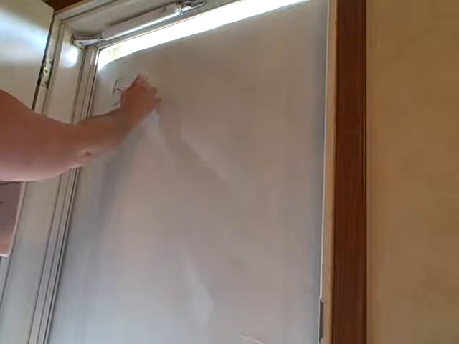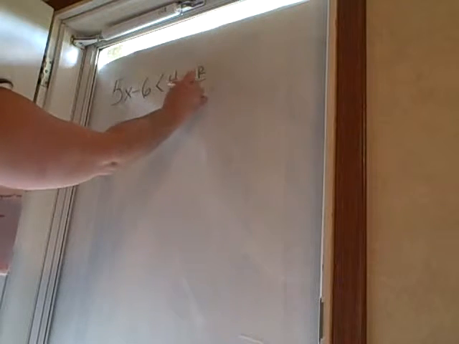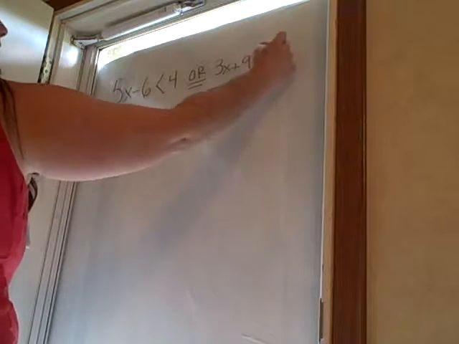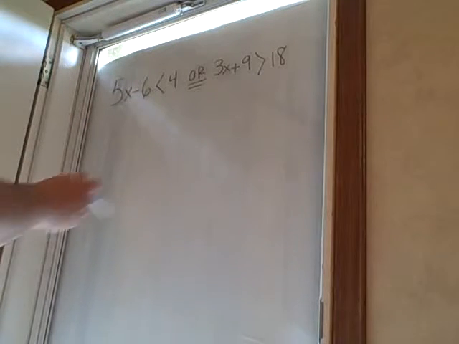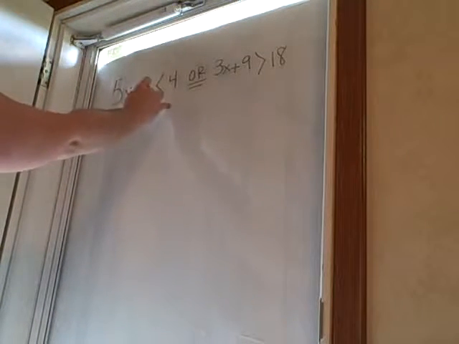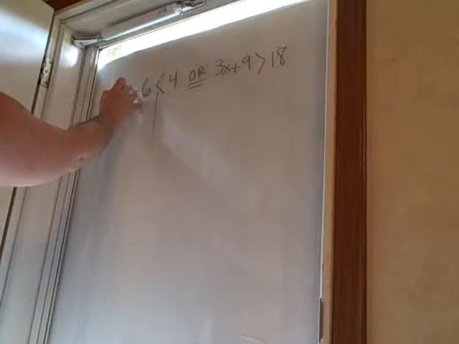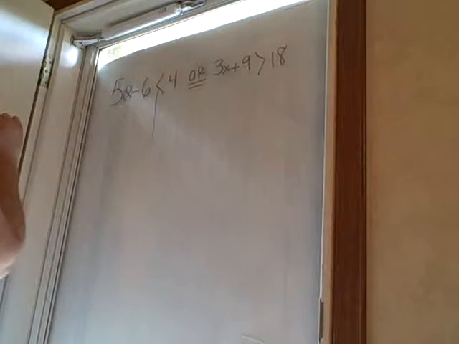Our first compound inequality involves the word or. 5x minus 6 is less than 4 or 3x plus 9 is greater than 18. I solve this compound inequality by doing one side at a time. Doesn't matter which side I choose. I'll start with this side. Solving this side, I solve it just as if it were an equation, splitting it at the symbol, identifying the variable, and moving the thing that's not attached to the variable first, which is that negative 6.